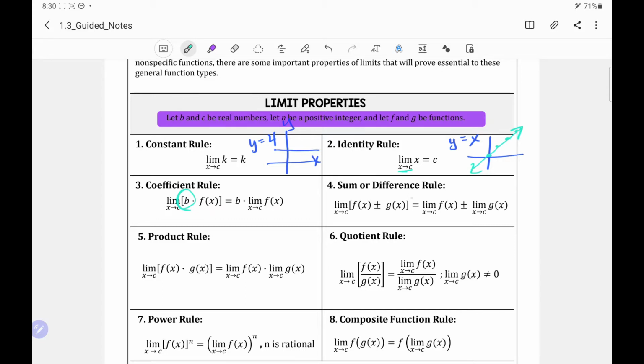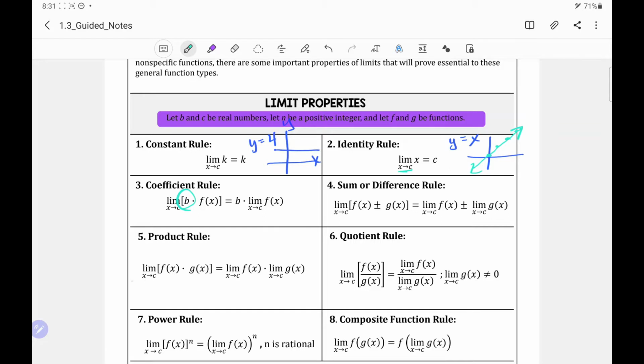Number 4, the sum or difference rule. So what this one says is that the limit as x goes to c of f of x plus g of x, or f of x minus g of x, is the same thing as adding the two limits. So you can take the limit of each function and then add those answers, or you can add the functions and then take the limit. It's generally easier to do the limits first and then add. You can do the exact same thing with the difference, okay? So the limit of the sum is the same thing as the sum of the limits. The limit of the difference is the same thing as the difference of the limits.